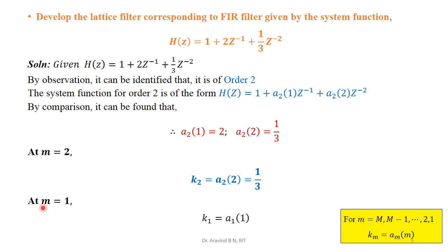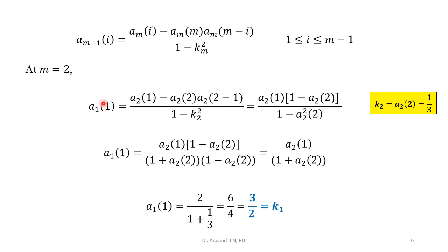Then reduce m by 1, at m is equal to 1, we are going to have k1 is equal to a1 of 1. So a1 of 1 is not available from the given data. We have a2 of 1, not a1 of 1. So we need to calculate this a1 of 1. Now we have one more formula, so this is the one more formula we are going to use, again starting from the highest order, m is equal to 2.